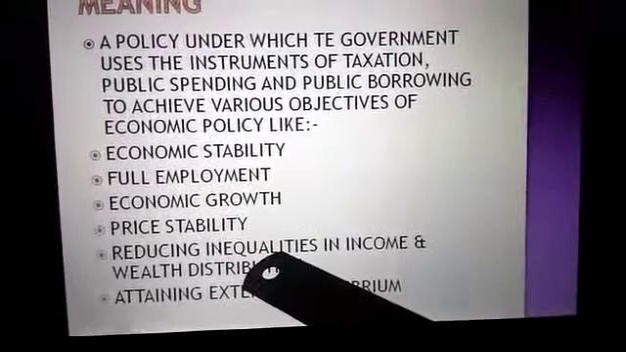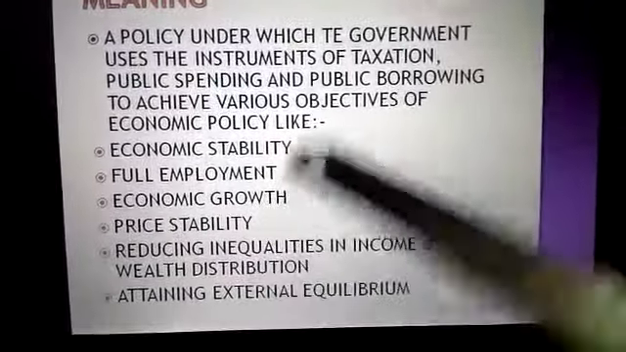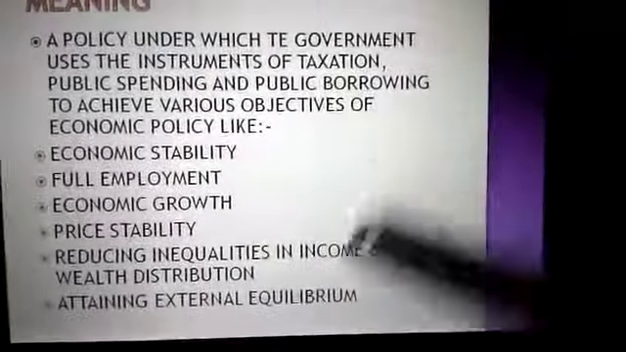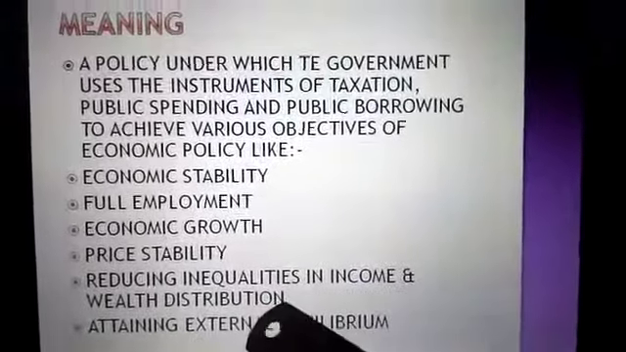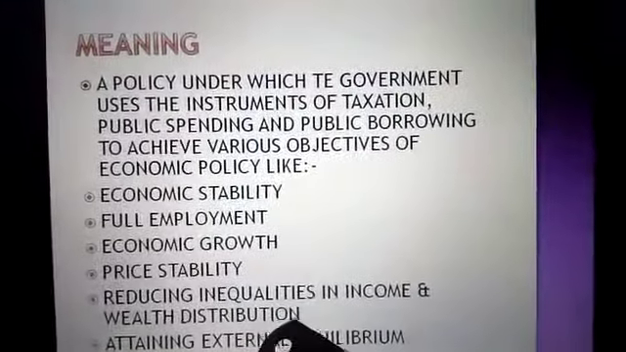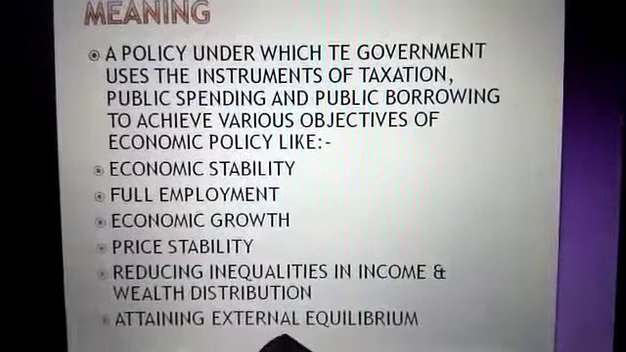Next one is reducing inequalities in distribution of income and wealth. Some earn more, some earn less. That difference needs to be reduced. Fiscal policy aims at reducing the difference between the income of the rich and the poor. And the last one is attaining external equilibrium.